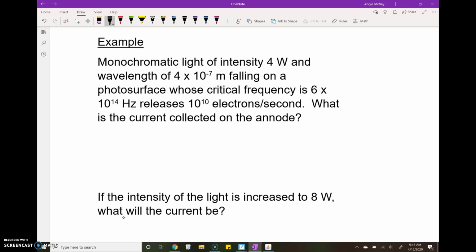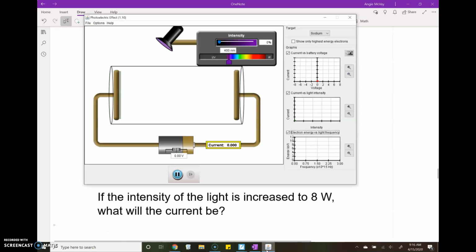Intensity of 4 watts and a wavelength of 4 times 10 to the minus 7 meters are falling on a photosurface whose critical frequency is 6 times 10 to the 14 hertz. It releases 10 to the 10 electrons per second. What is the current collected on the anode? In that simulation, if I pop it up here, this would be the cathode right here, what's releasing the electrons. The anode is just the other side. You saw that when the electrons reach the anode, that's when current was able to flow.